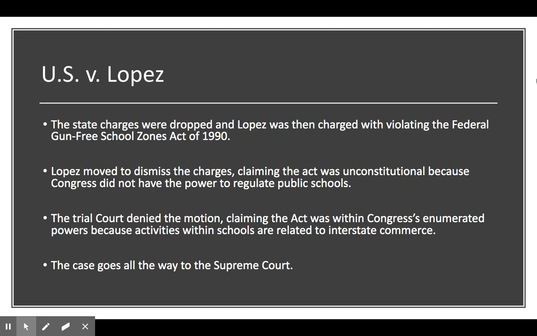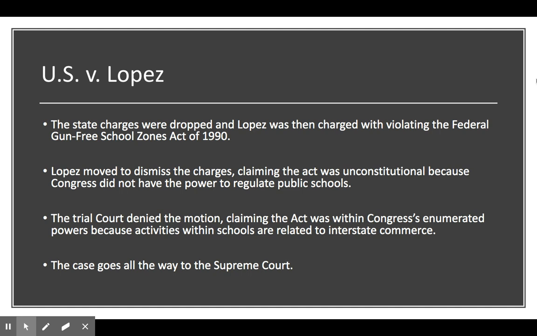Now the trial court, which is where the case begins, denies Lopez's motion. And they're going to say that the act, the Gun-Free School Zones Act, was within Congress's enumerated powers because activities within schools are related to interstate commerce. So going back to the Constitution, we know that Congress has the power to regulate commerce. We understand that Commerce Clause. So this court is saying that Congress has that power because activities within schools are related to interstate commerce.